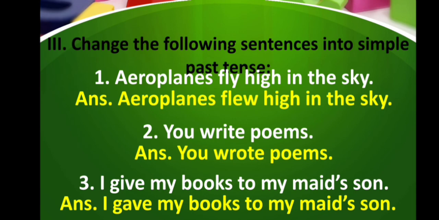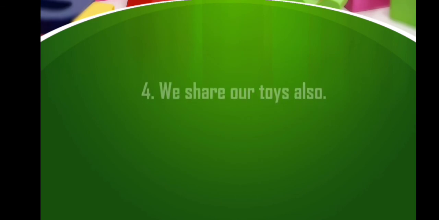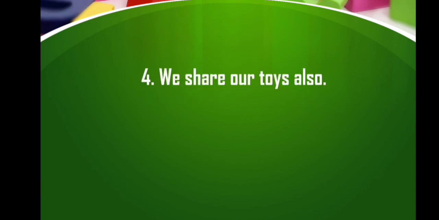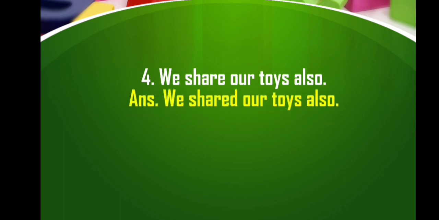Okay. The next one is we share our toys also. Here you can see in this sentence, share is a verb. So we have to change the verb to the past form of the verb. So the answer will be we shared our toys also. Here you can see the verb share ended with E. That's why we have added D at the end of the verb.